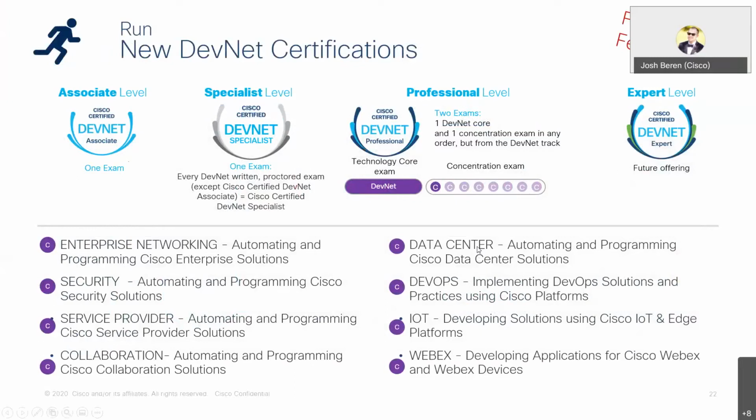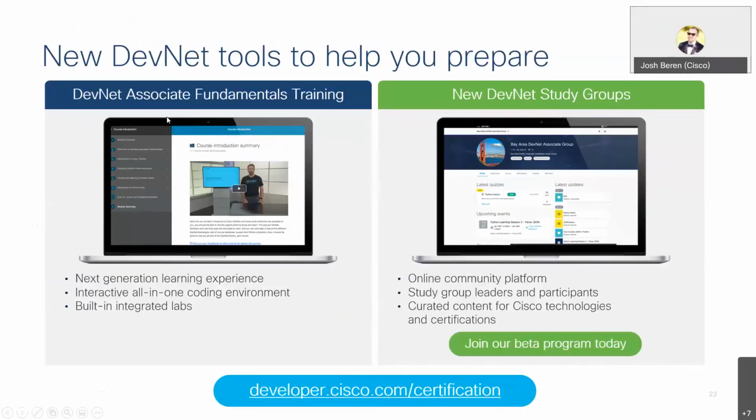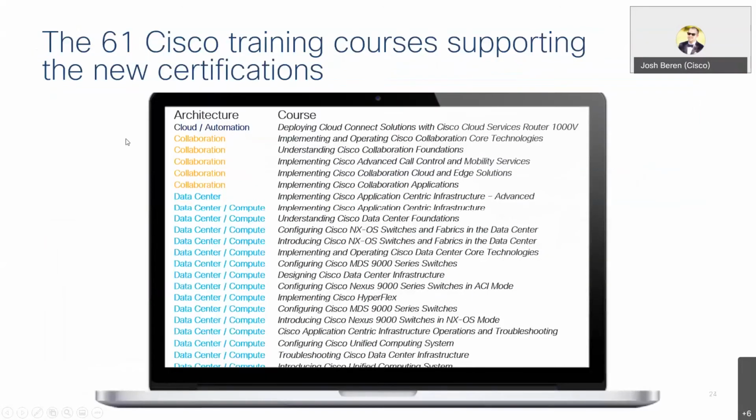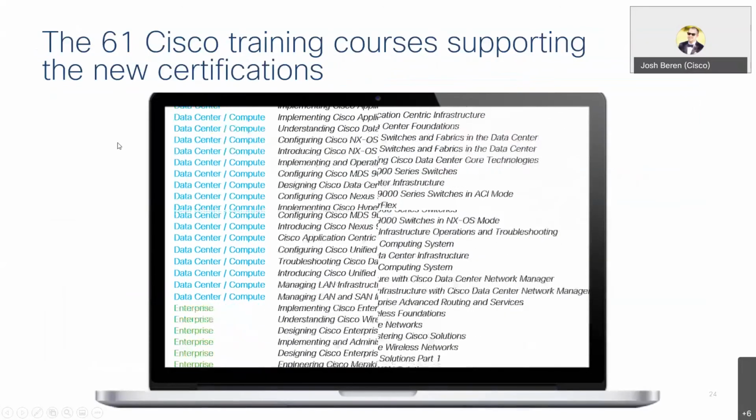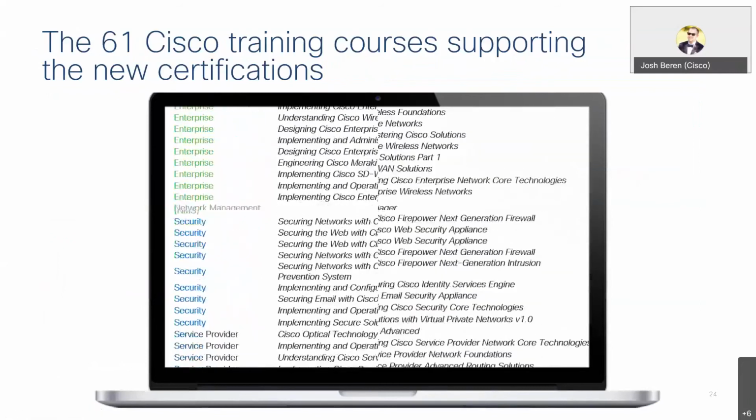So if there's a certain technology group you want to focus on, and then for the professional level, there's a core exam, which goes over general programmability, and then you would additionally need to take one of these specialty exams to get to the professional level, and the expert level exam is something that will be coming out in the future. Additionally, we have fundamentals training through the Devnet site and study groups that you're welcome to join if you're interested in pursuing one of the exams. And we have over 61 Cisco training courses that are supporting the new certifications.